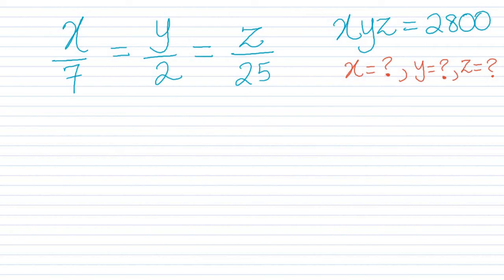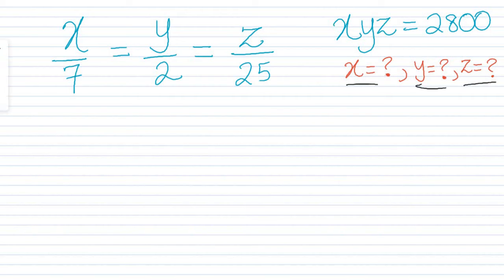In this question, we have x over 7 equals y over 2 equals z over 25, and xyz has to equal 2800, and we're asked to find the value of x, the value of y, as well as the value of z.